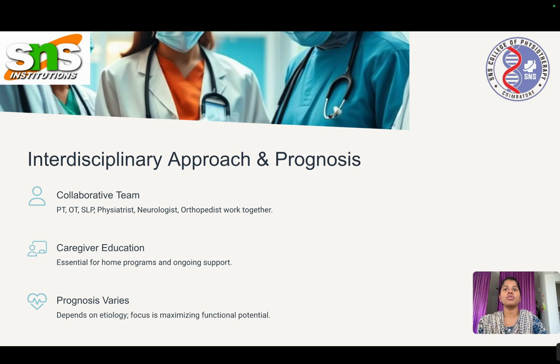An interdisciplinary approach and prognosis are most important. Managing hypotonicity is rarely a one-person job. A collaborative team involving physiotherapists, occupational therapists, speech therapists, physiatrists, neurologists, and orthopedists provides the best outcomes. Prognosis largely depends on the underlying condition, but the overall aim is to maximize functional potential. Equally important is caregiver education. Families need to understand the home program, and providing ongoing support is most important.